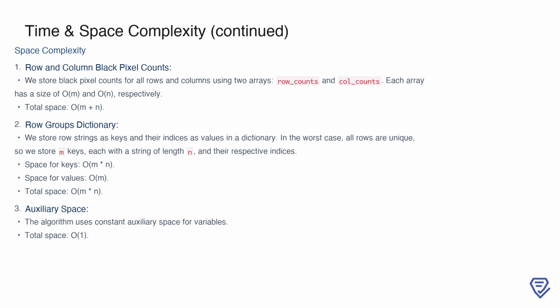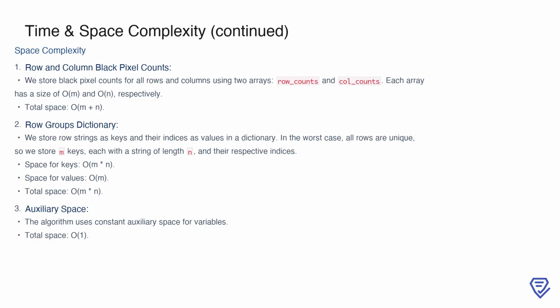Next, we consider the dictionary used to group rows by their string representations. In the worst-case scenario, all rows are unique, meaning we would store m keys, each being a string of length n, along with their respective indices. This results in O(m*n) space for the keys and O(m) for the values. Thus, the dictionary contributes O(m*n) in total.